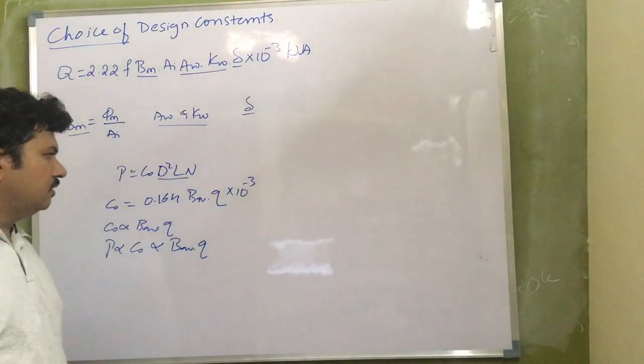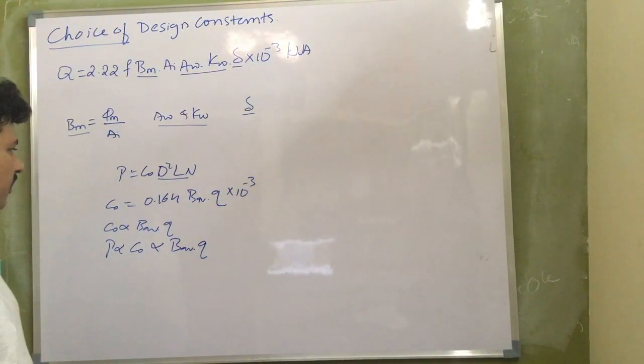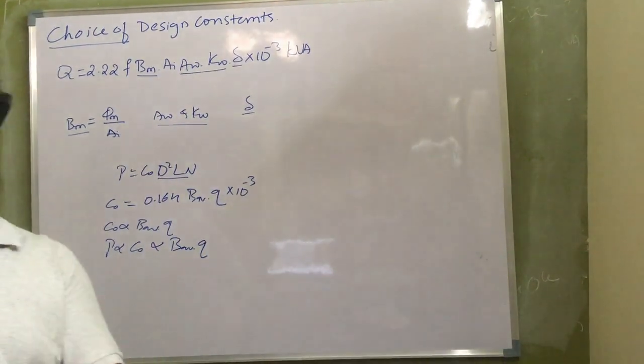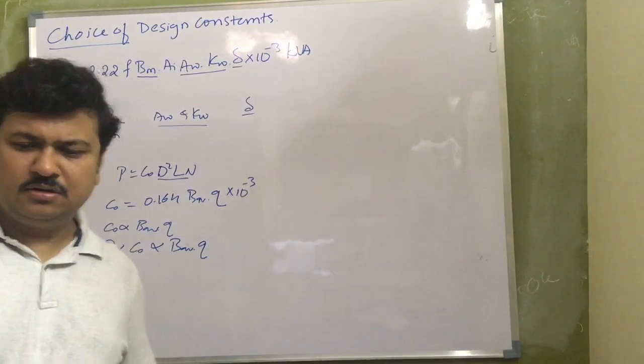So we have to start with the design constants, then only we can achieve the proper design of the machine, okay?